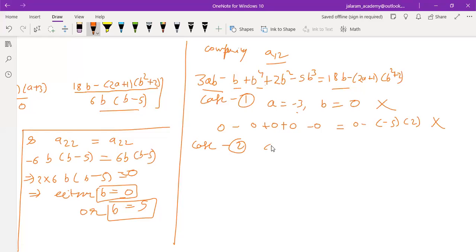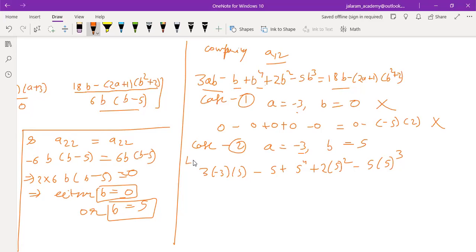Case 2. A equals to minus 3, but B equals to 5. So check for these values. 3 into minus 3 into 5. Minus 5 plus 5 to the power 4 plus 2 into 5 square minus 5 into 5 cube.